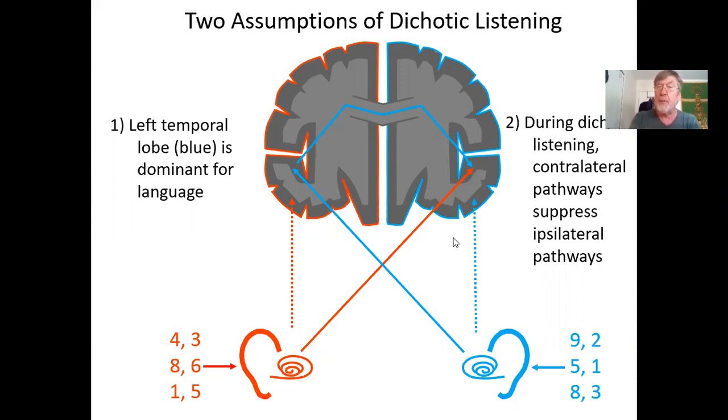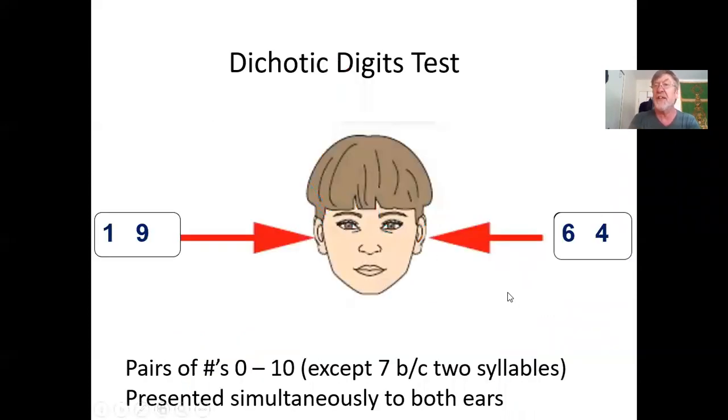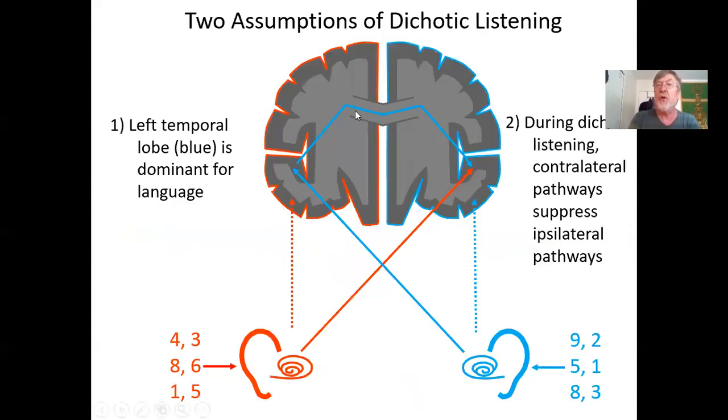So the right ear pathway is shorter than the left, and that's why the left loses. And the kid can repeat more of the digits that were presented to the right ear and cannot repeat the digits that were presented to his left ear. The child ends up with what's called a right ear advantage. And who's going to have that is going to be especially someone with a poorly formed corpus callosum.